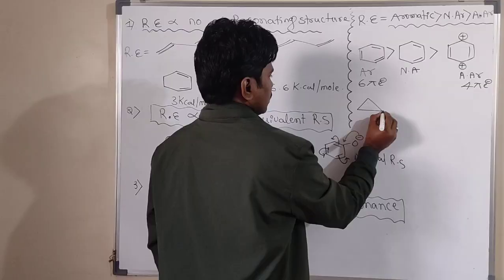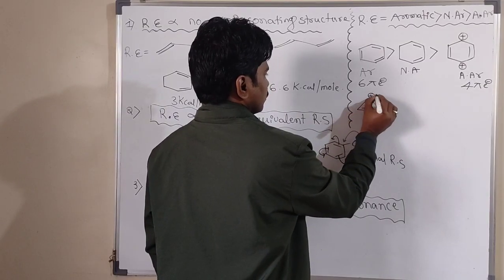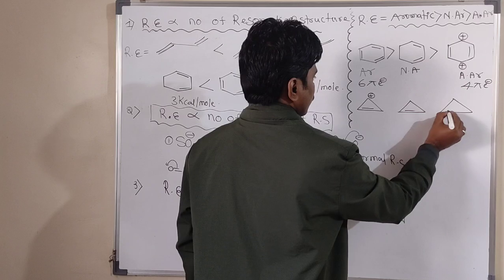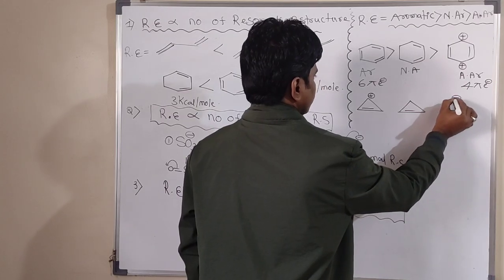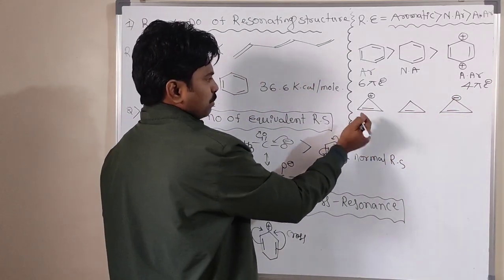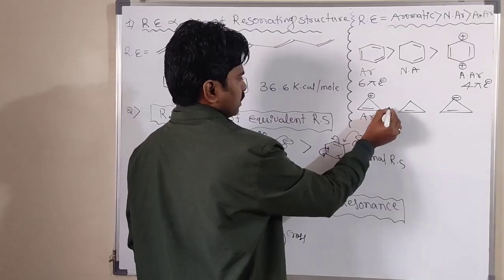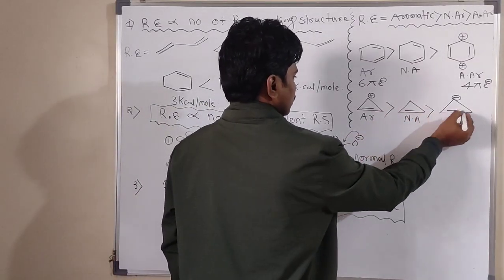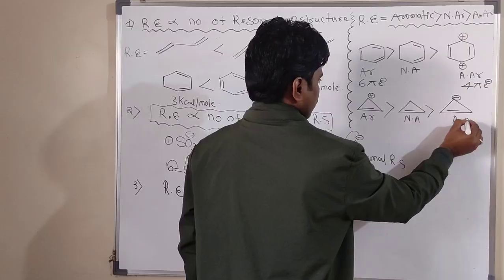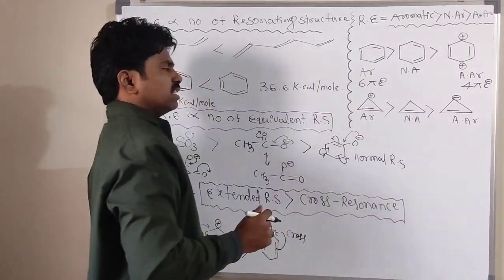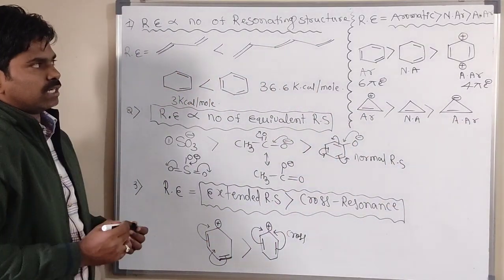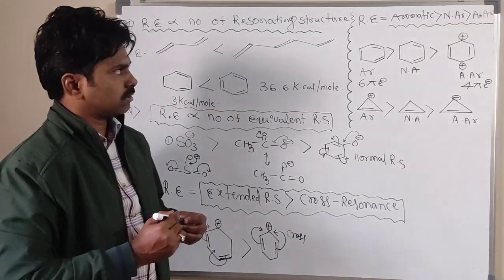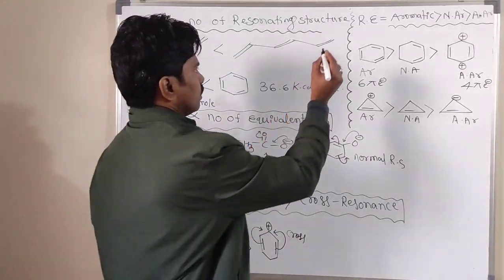For this example, there is a positive charge, here is a double bond, here is a double bond, and here is a negative charge. These are the 2 pi electrons. We already know this is aromatic. Here there is no conjugation, so this is non-aromatic. Here there are 4 pi electrons, anti-aromatic. The resonance energy will be greatest for aromatic, then non-aromatic, then anti-aromatic. Understood? So how many points are over?